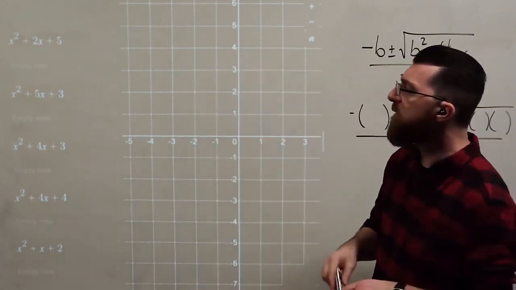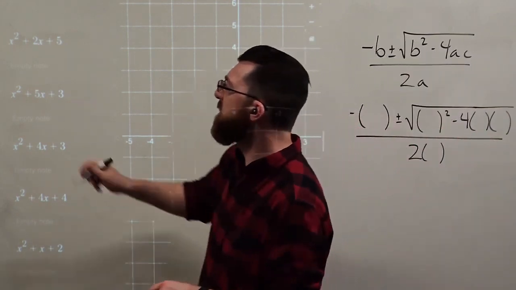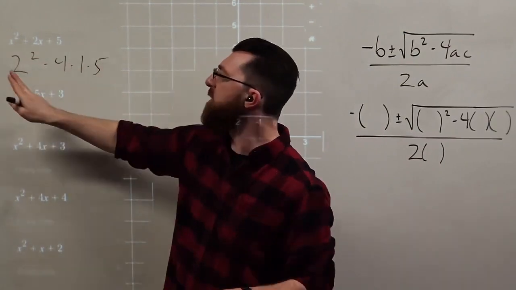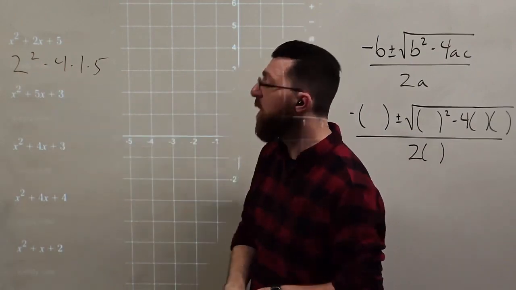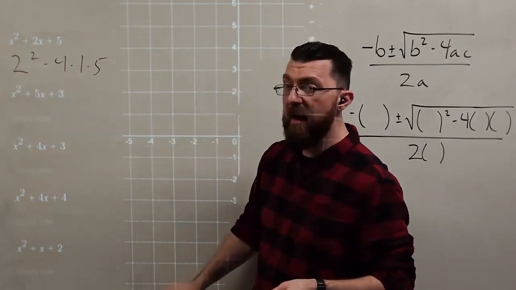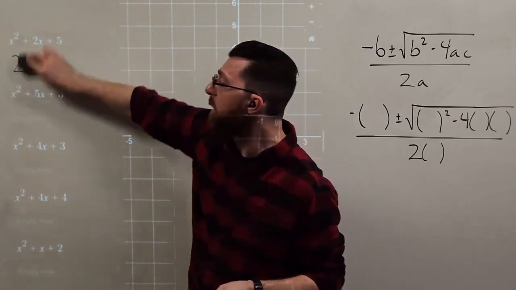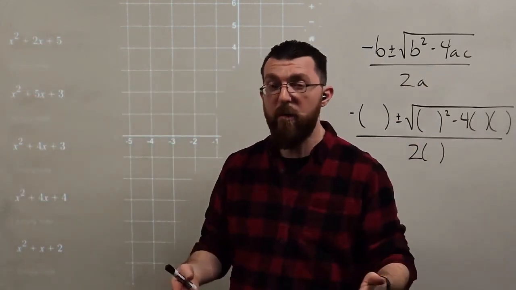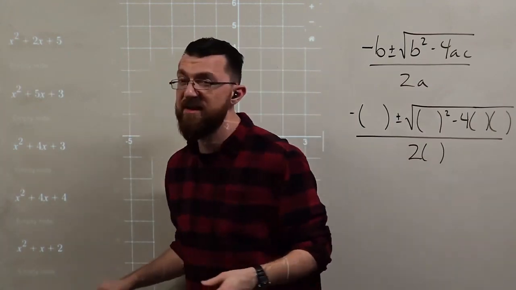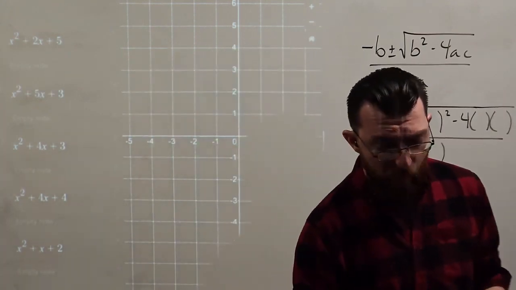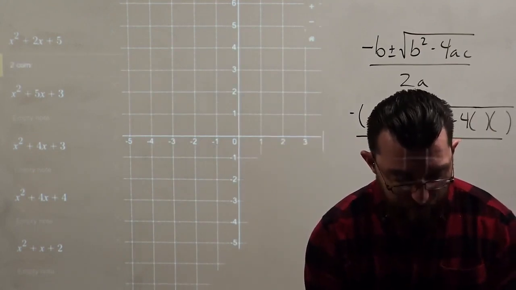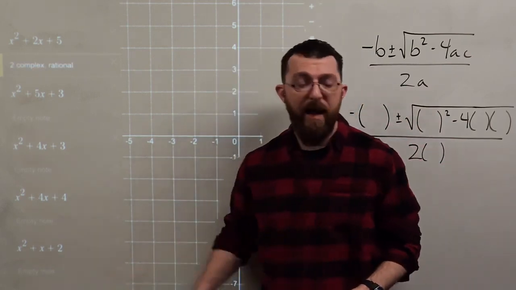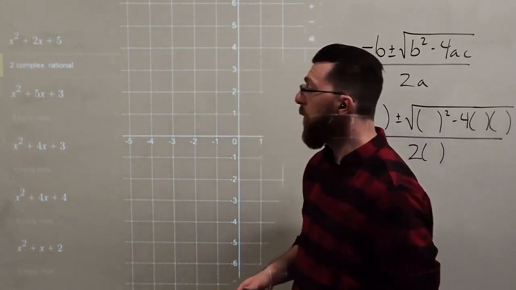So b squared minus 4ac on that first parabola is going to look like this. b squared minus 4ac. That's 4, and that's 20. 4 times 1 times 5. Now 4 minus 20 is a negative number. So if you're taking the square root of a negative number, you're not going to get a real number. You'll get a complex number. At least 16 has a square root. So there will be 2 solutions. However, they will be complex rational numbers. Complex because it's negative, rational because 16 has a square root.